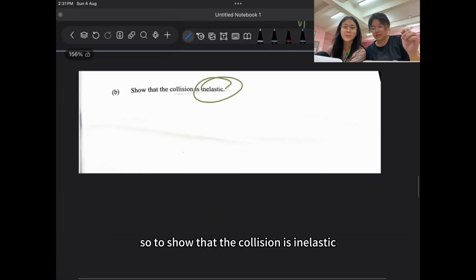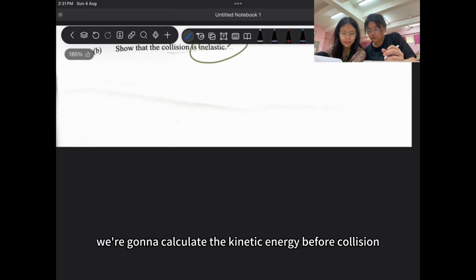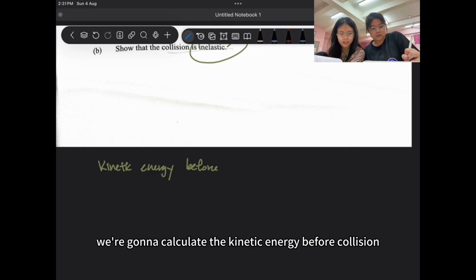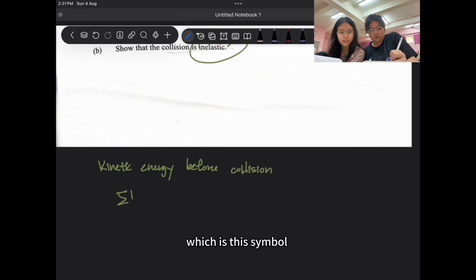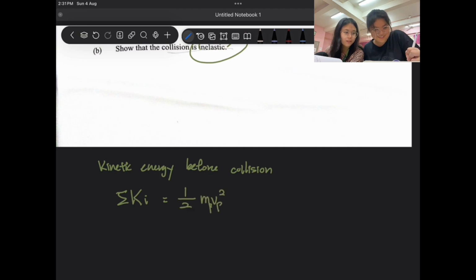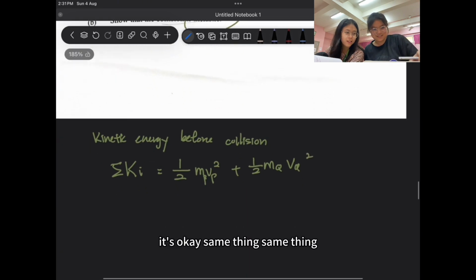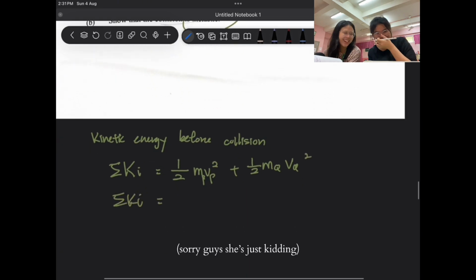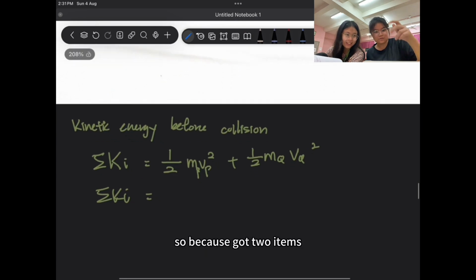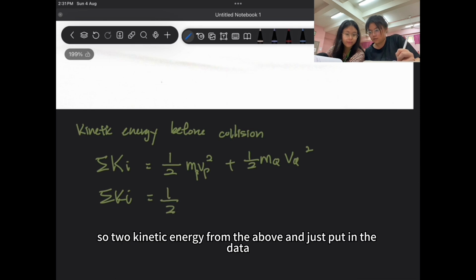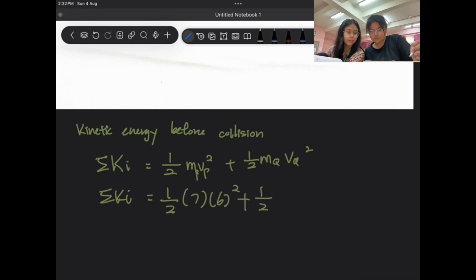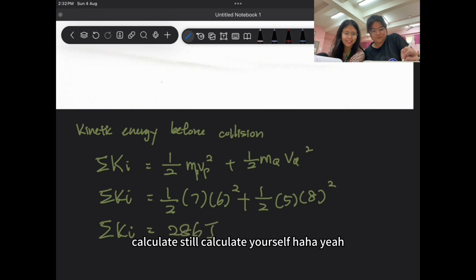To show that the collision is inelastic, we're going to calculate the kinetic energy before collision, which is this symbol: 1/2 mP vP squared plus 1/2 mQ vQ squared. Because there are two objects, there are two kinetic energy formulas, and we just put in the data. Calculate it yourself.